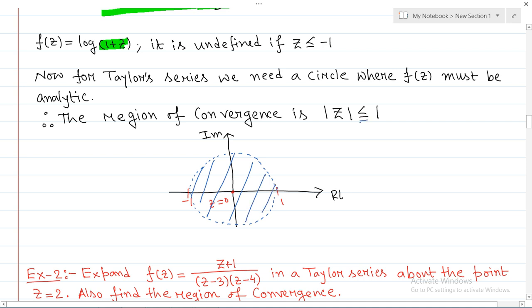So here I have also written less than or equal to, which is not correct. Let us make a correction here. So it should be, particularly, mod z.